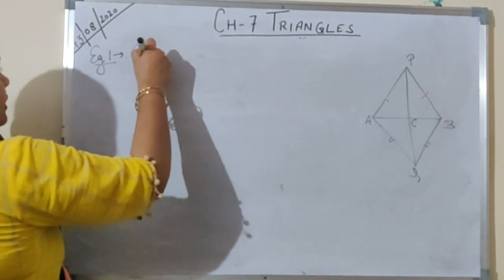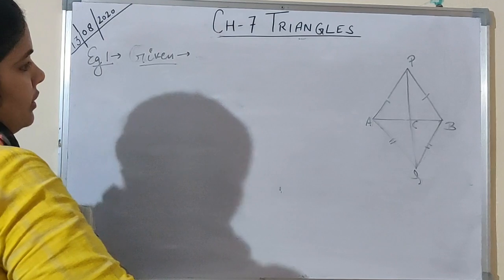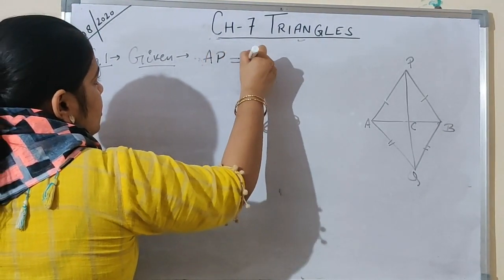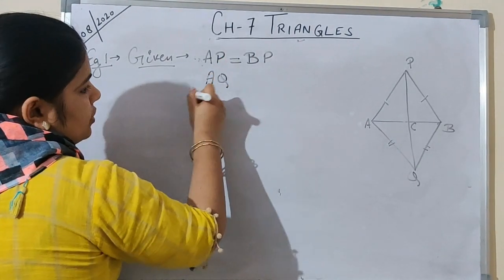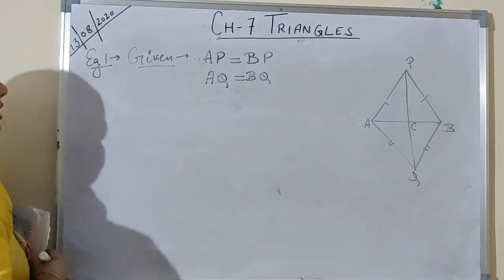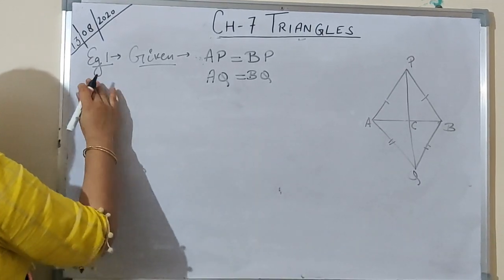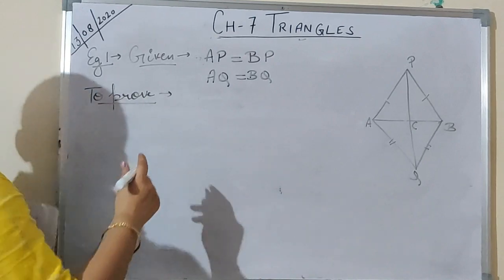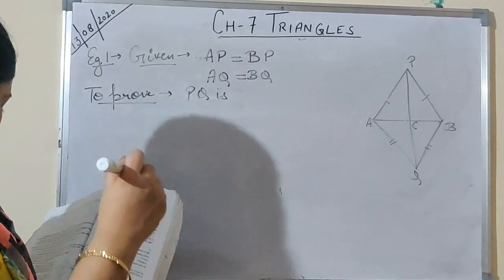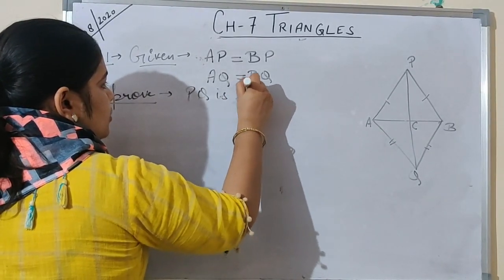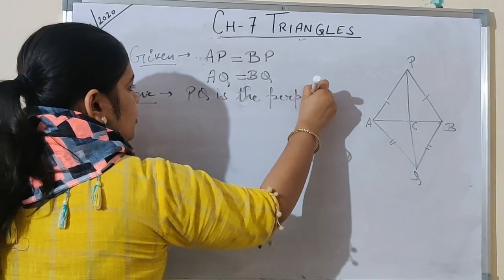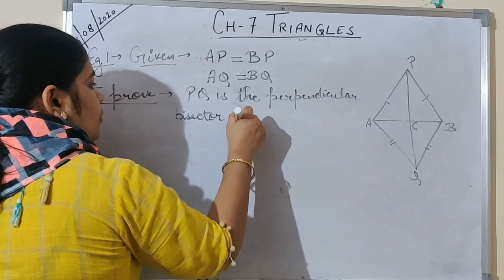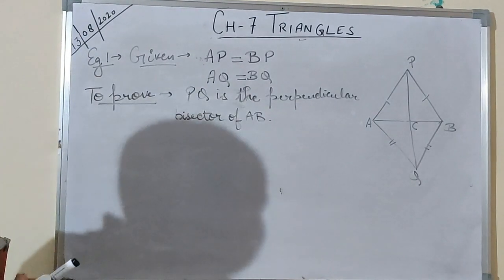Okay. Now, I am writing what is given first. Given is that AP is equal to BP. The next is AQ is equal to BQ. That is again given to us. Then, we have to prove that PQ is the perpendicular bisector of AB. Okay, now how to start?